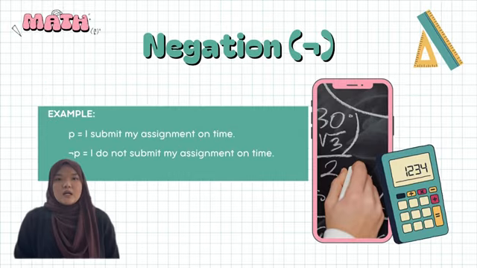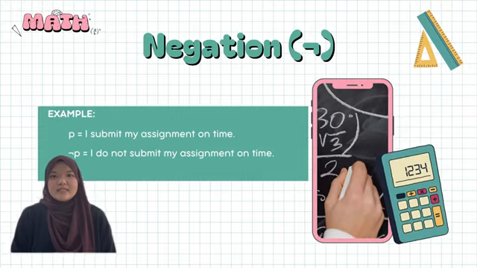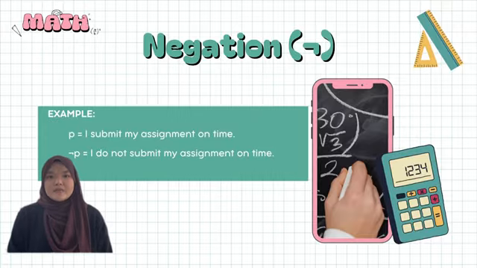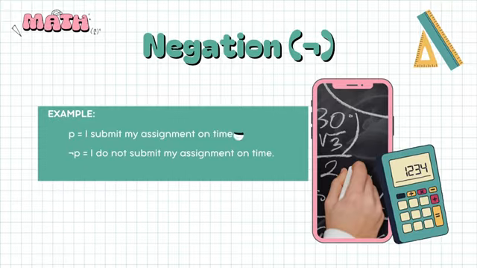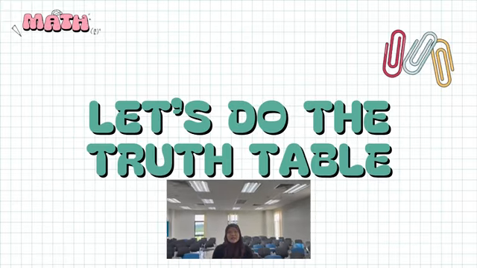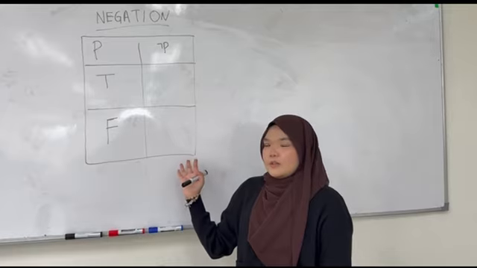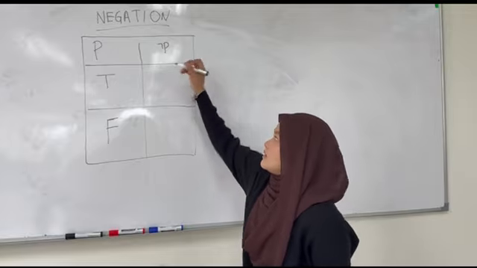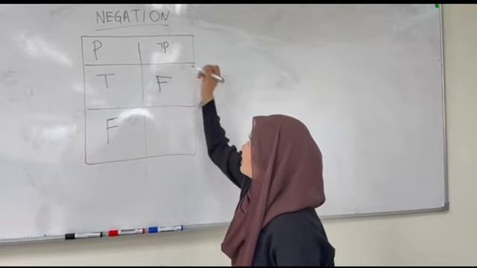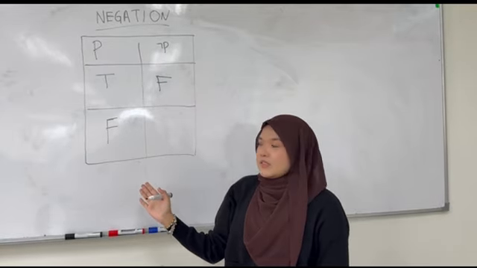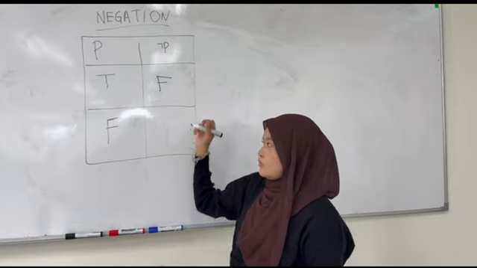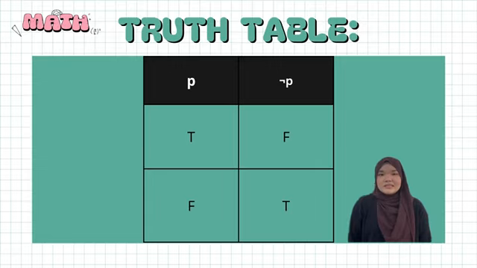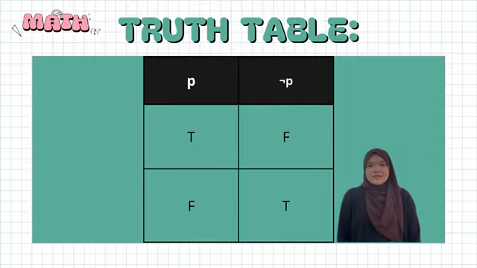The first symbol for logical connective is negation. For example, P: I submit my assignment on time. Negate P: I do not submit my assignment on time. Now, let's do the truth table. Negation truth table. If P is true, then negate P is false. While if P is false, then negate P is true. This is the final answer for the truth table.